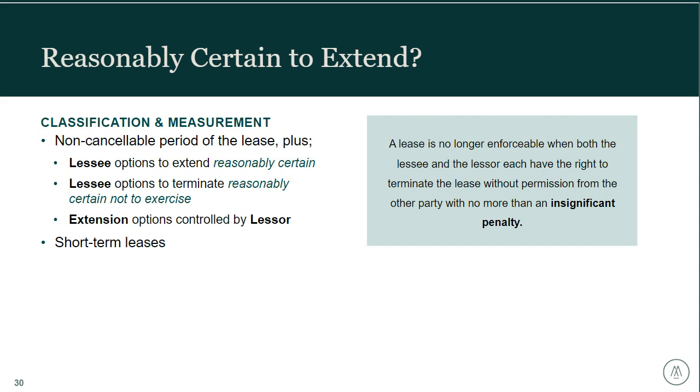The FASB actually commented that reasonably certain is a very high threshold, and it's similar to reasonably assured. They also say that the lessee is so economically compelled that they have almost no other option than to extend or to renew, right? So if you have a piece of equipment that is vital to your operations, you need to assess how long you're going to extend that contract.